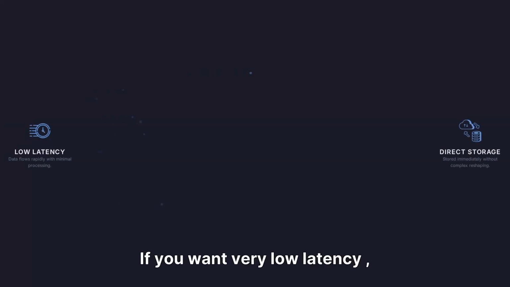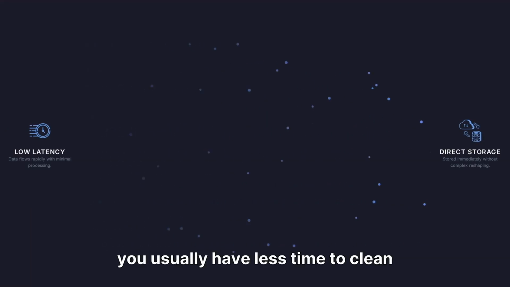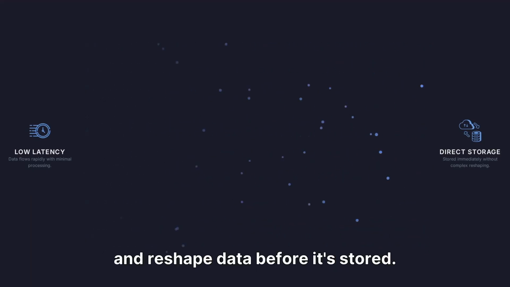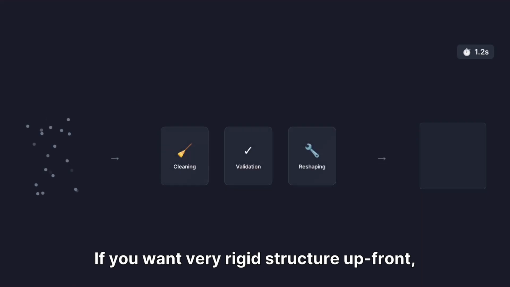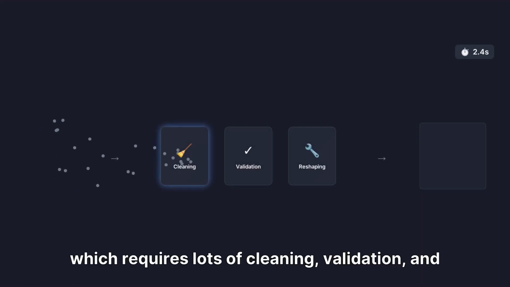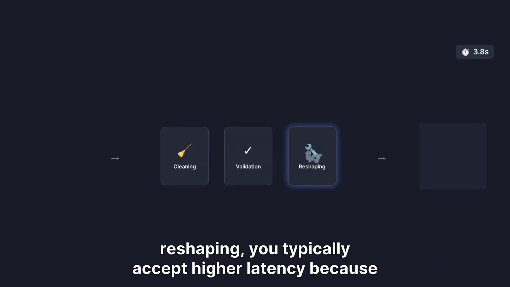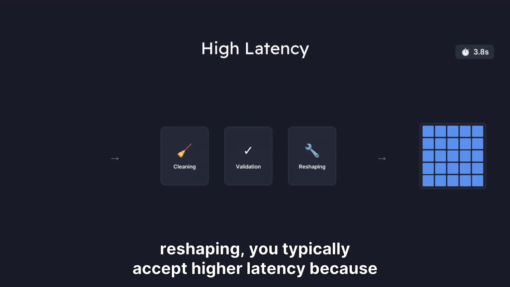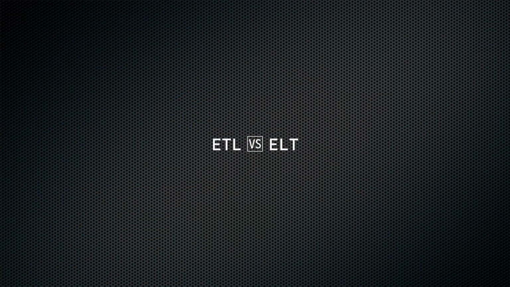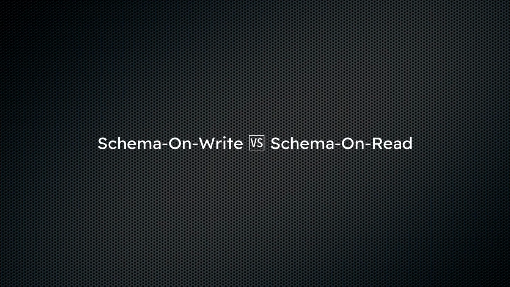Latency and structure are tightly connected. If you want very low latency, near real time, you usually have less time to clean and reshape data before it's stored. If you want very rich structure up front, which requires lots of cleaning, validation, and reshaping, you typically accept higher latency because all that work takes time. We'll go much deeper into structure later in the series when we talk about ETL versus ELT and schema on write versus schema on read.